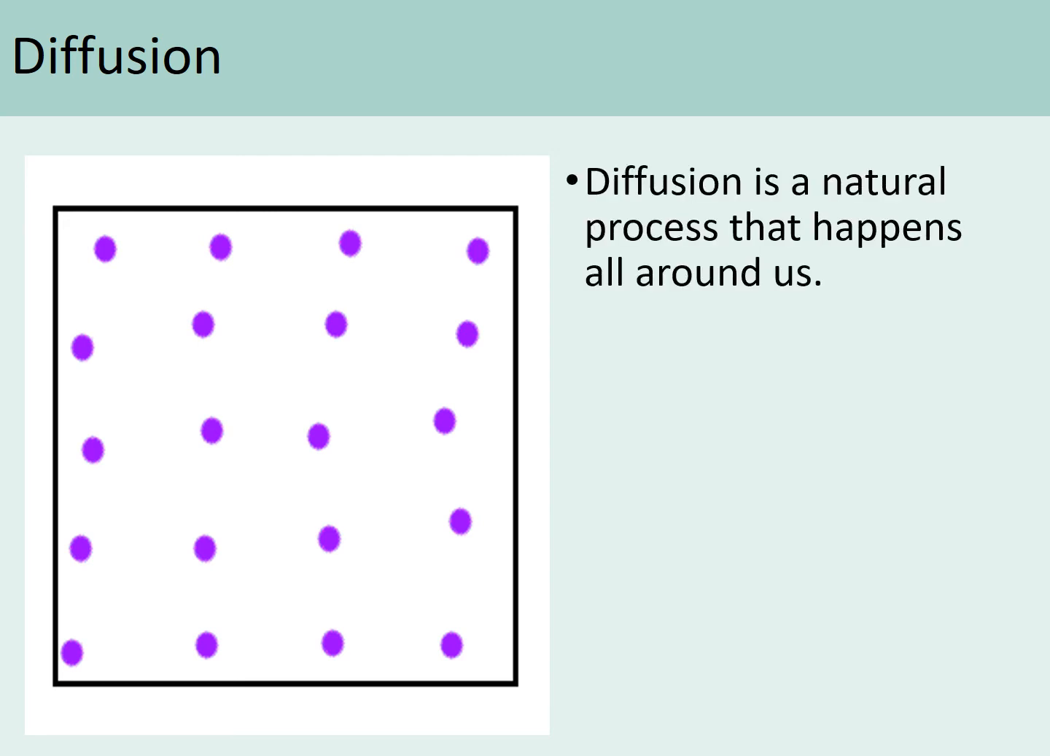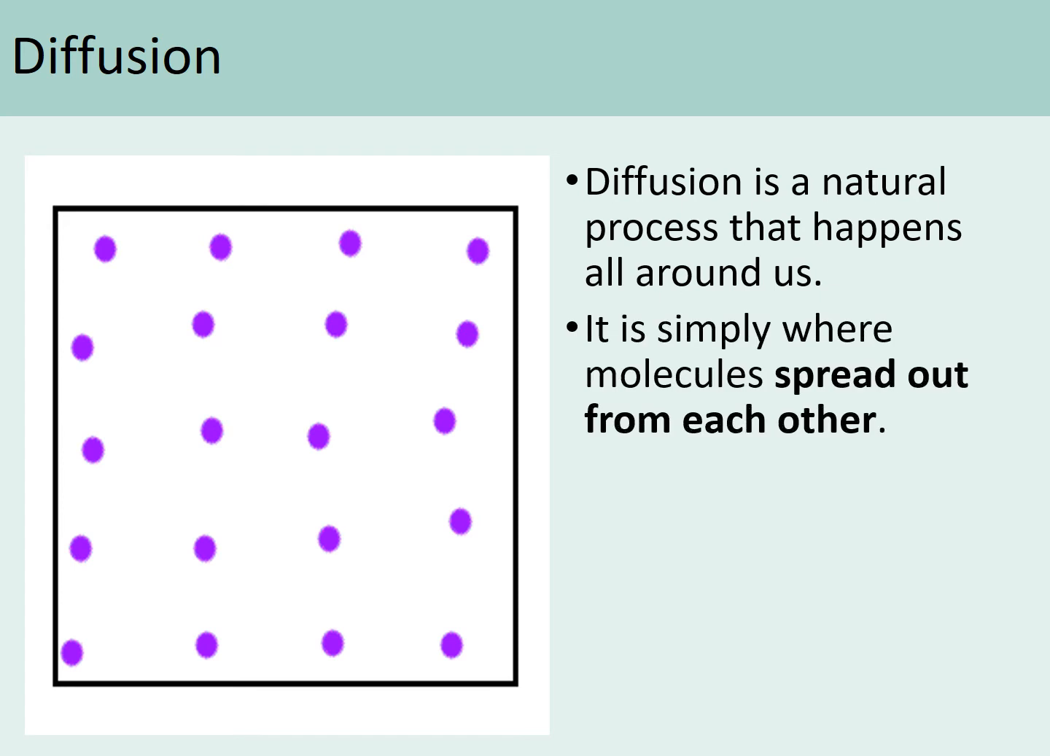Now, you don't need to write down what is about to come up, because there is a more simple sentence that you're going to have a go at on the next slide. So diffusion is a natural process that happens all around us, and in fact inside us as well. And there's a few that we're going to be looking at later that we do need to know for the specification of where diffusion happens inside our bodies and also in plants as well. It is simply where molecules spread out from each other. Now, particles move in a random fashion, so they are randomly moving and they're going from their high concentration to their low concentration.